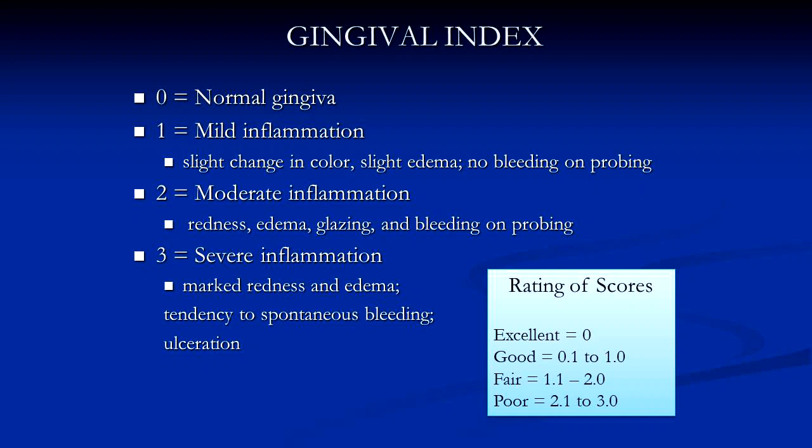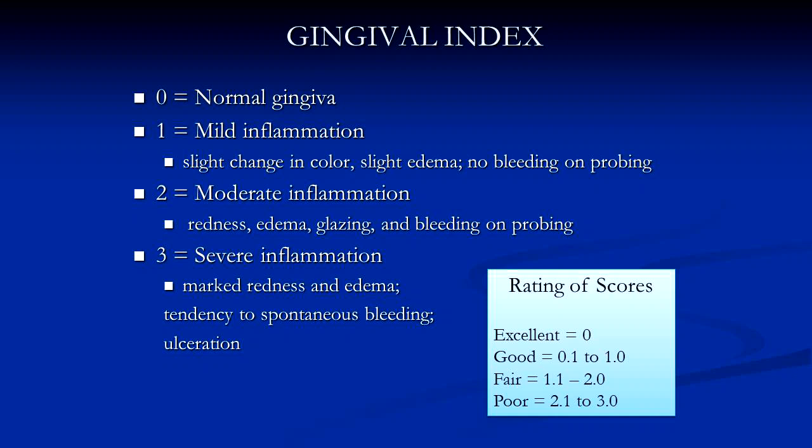Here's the rating of scores. Again, for multiple teeth, you total all the scores, and then you divide by the amount of teeth. So once you do that, you'll get a score from 0 to 3. If you have multiple mouths and multiple scores, you average all those scores together, and then you can see if your community is in good condition, fair condition, or poor condition.